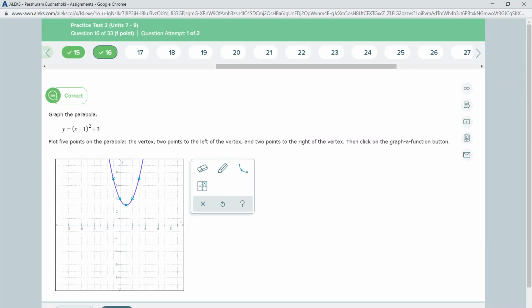The answer is correct. We're just shifting the graph x squared, but you need to follow this. This is the first time I'm doing graphing on this Alex thing. So to plot the graph using the Alex tool, you have to use 5 points. So just do that. Okay, that's problem 16.